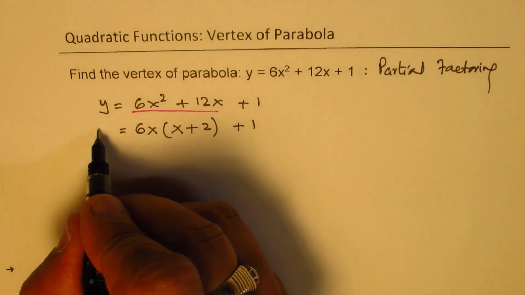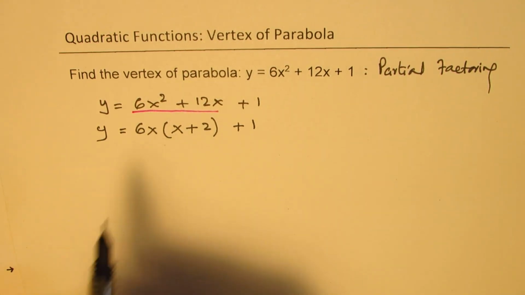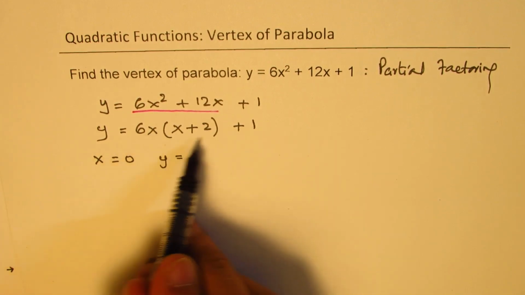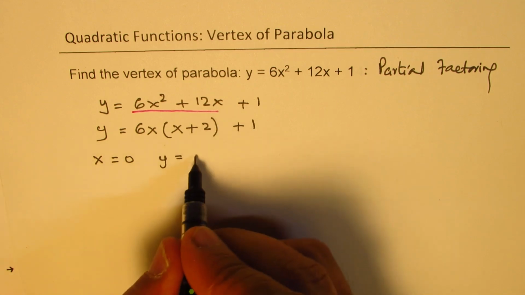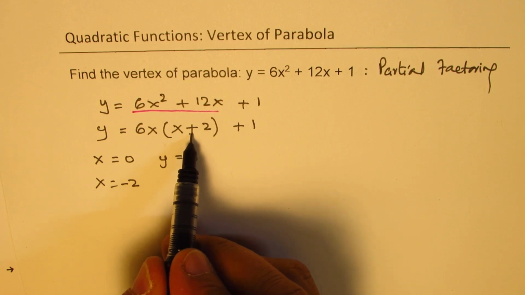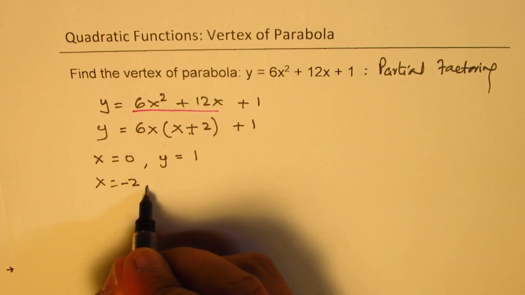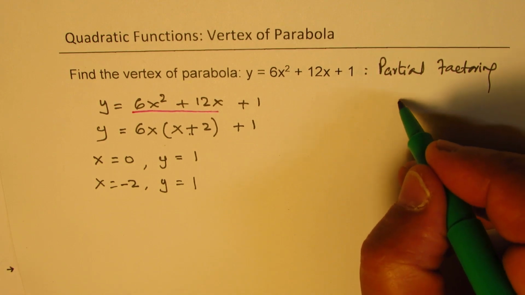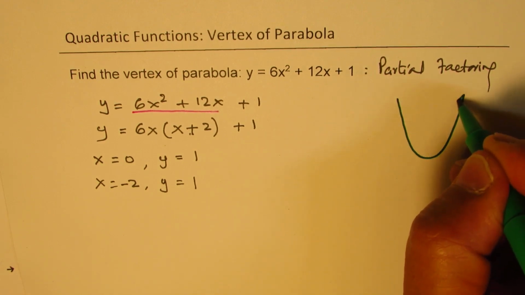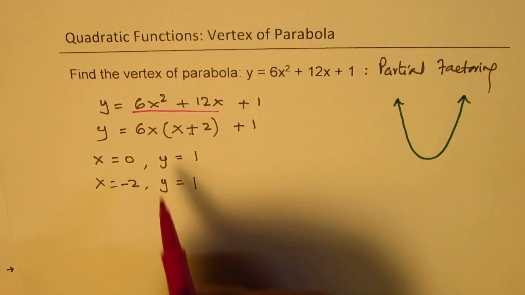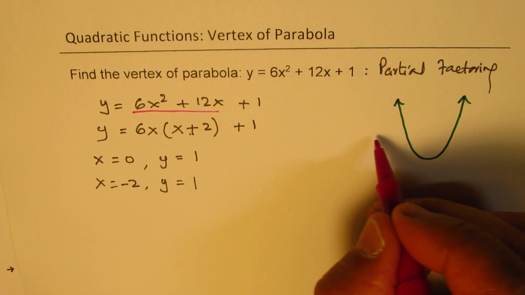Now that really means what? It really means that at x equals 0, if I put this 0, everything is 0 here, and we get y equals 1. And at x equals minus 12, when this factor is 0, even then we get y equals 1, right? So we get y equals 1. So that basically means in this particular case, when we have a parabola which is opening upwards, then we notice that the y value is 1.